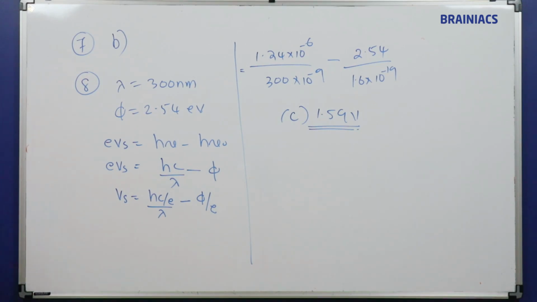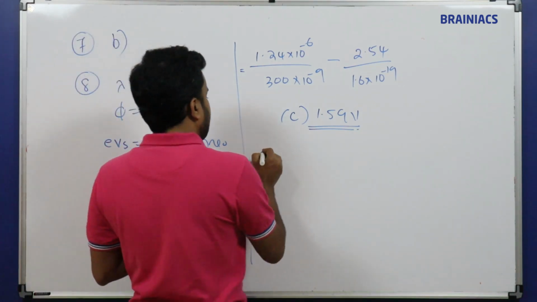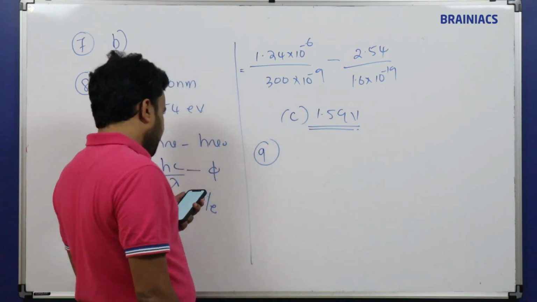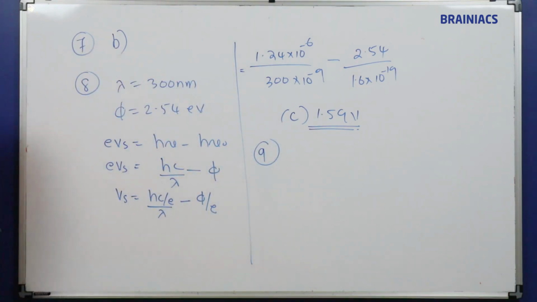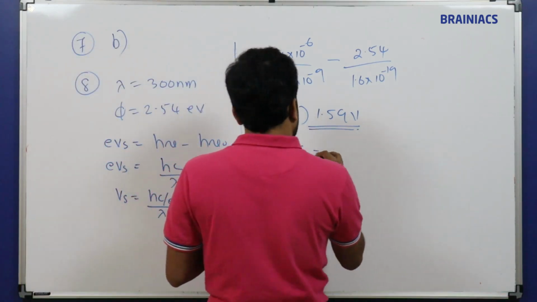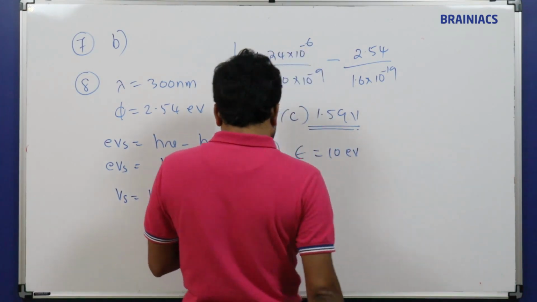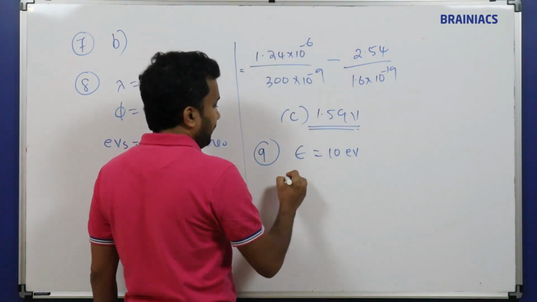So let's go to the ninth question. They are asking about the momentum. The energy of the photon is given as 10 electron volt. So for the momentum of the photon, we know momentum.